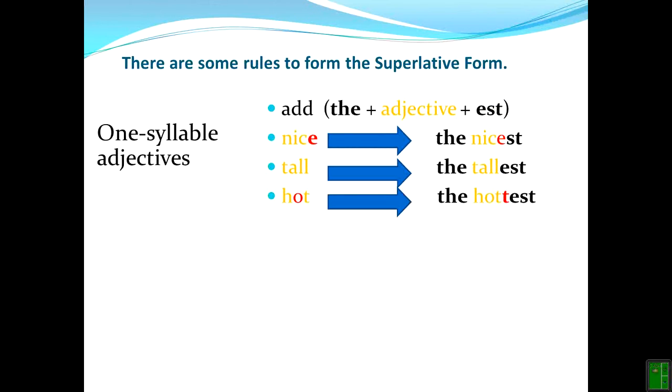We add the article "the" before the adjective tall, then we add "est". The last one here is the adjective hot. The word hot is spelled H-O-T. The O here is a vowel, and it is between two consonants, H and T. In this case, when you put it in the superlative form, you add the article "the", then you double the last letter T, then you add "est" at the end.